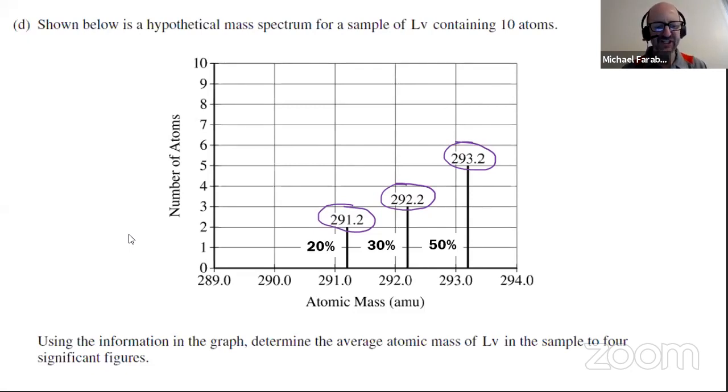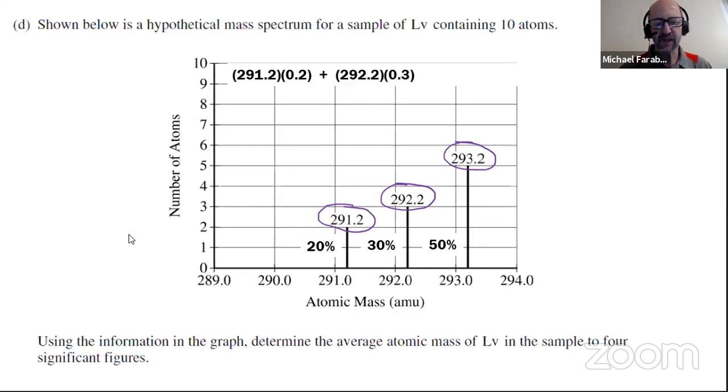We multiply each of these mass numbers by the percent as a decimal. So I did 291.2 times 20%, which is 0.2. And then I continued: 292.2 times 0.3, that's 30%. I'm adding these portions together for my weighted average, 293.2 times 0.5. And my grand total is the weighted average, which works out to be 292.5.